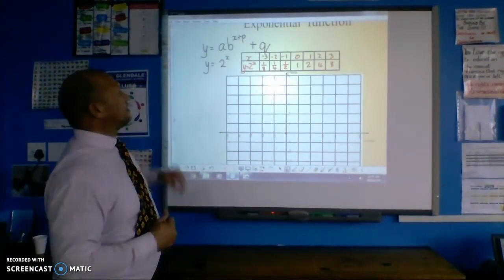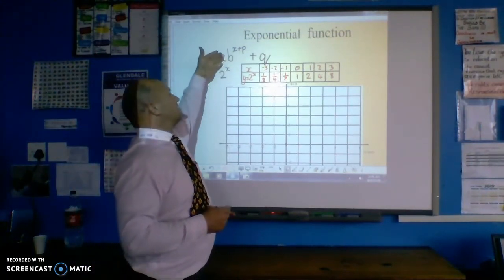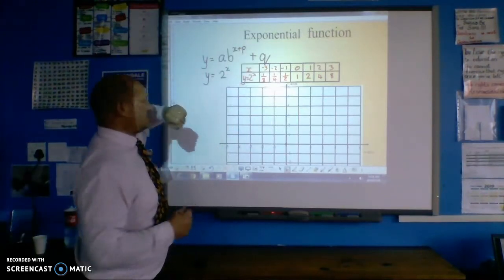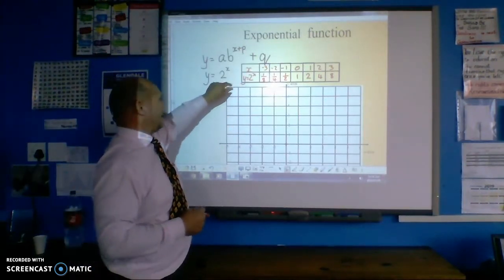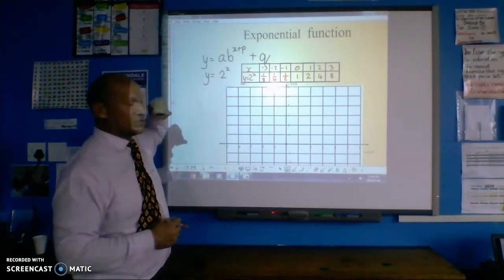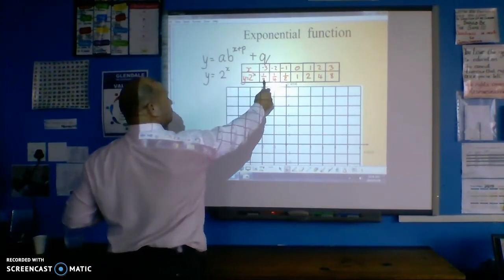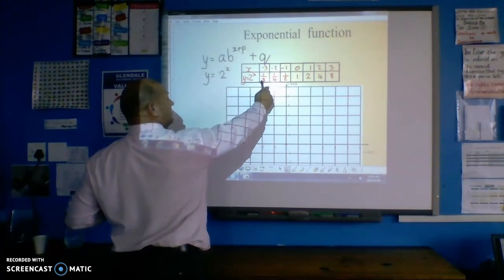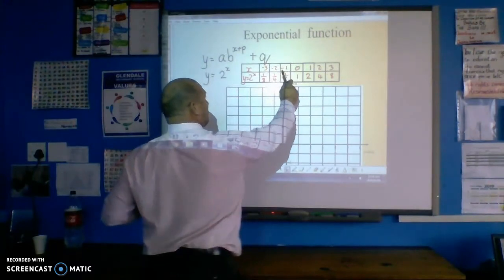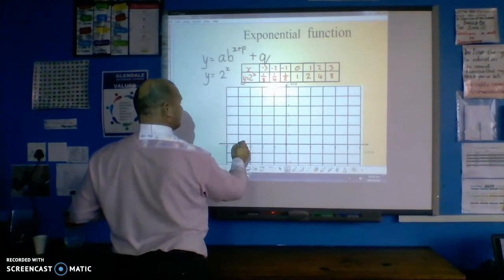Let's quickly look at the exponential function. The exponential function depicted as y is equal to a times b to the power of x plus q. That's the full extent of it, but for the sake of plotting, the coordinates I want to use is the simplistic one, y is equal to 2 to the power of x. So 2 to the power of negative 3 will be 1 over 2 to the power of 3, which will give me 1 over 8. To the power of negative 2 will give me 1/4, to the power of negative 1 will give me 1/2.